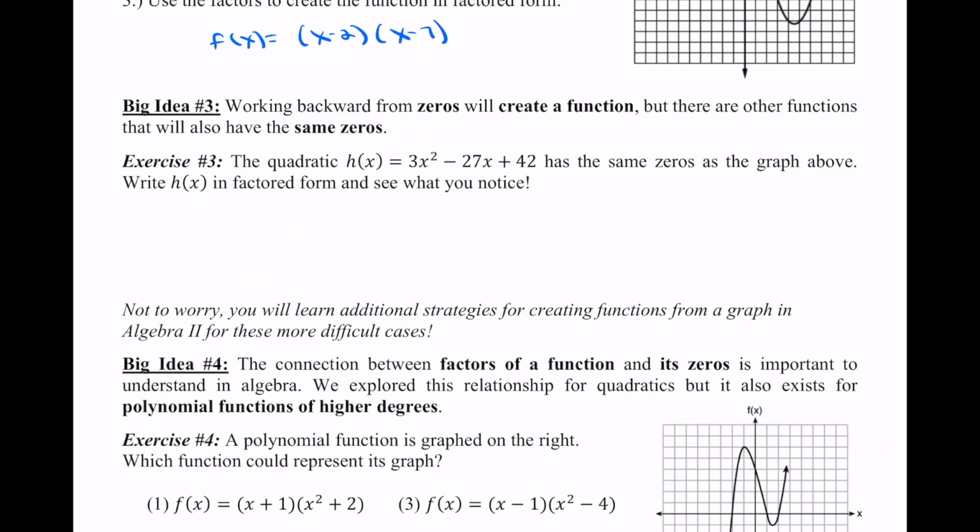So working backwards from zeros like we did in exercise number 2 creates a function, but we have to consider that there are other functions that will also have those same zeros. So in exercise number 3, we've got the quadratic h of x equals 3x squared minus 27x plus 42. It has the same zeros as the graph above. We're going to write it in factor form to see what we notice.